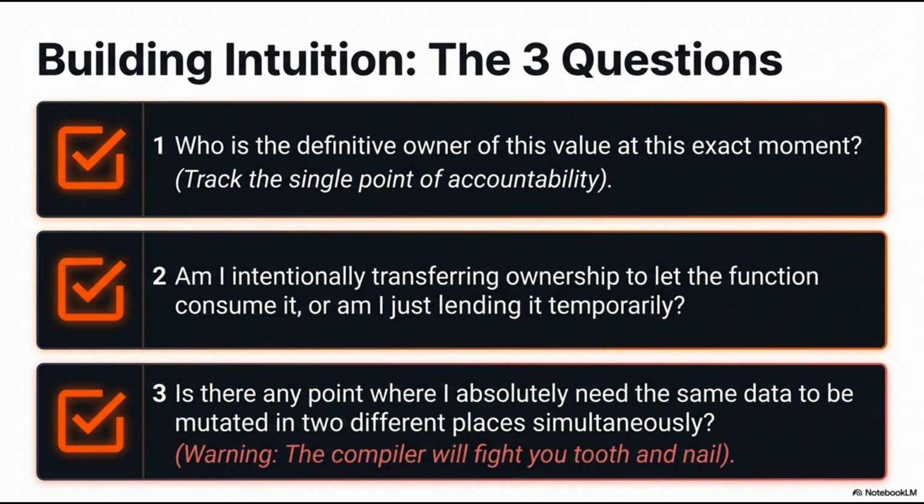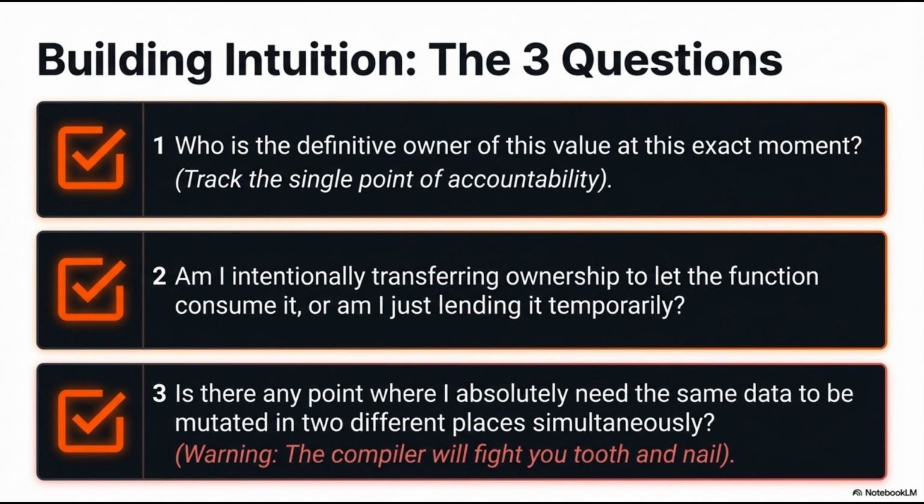It absolutely is. And the final question: is there any point in my architecture where I absolutely need the same data to be mutated in two different places at the exact same time? Which, based on everything we've talked about with exclusive ownership, sounds like something the compiler is going to fight me on relentlessly. Oh, it will fight you tooth and nail.